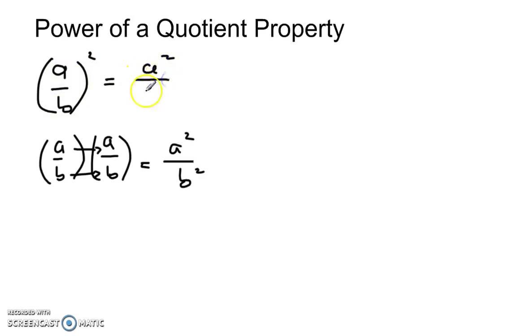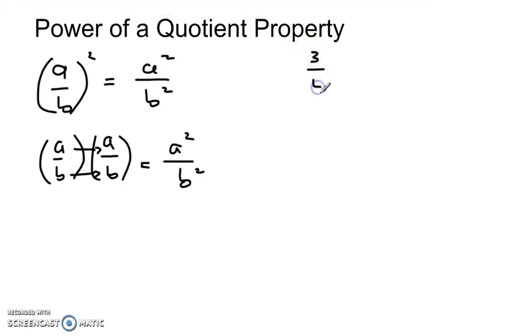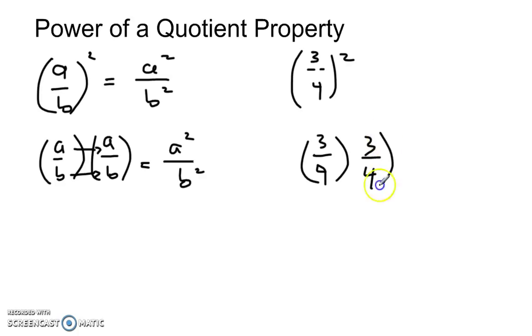So A squared over B squared. Or if you want to do that with numbers, like the example we did in class, 3/4 squared. That's 3/4 times 3/4, which is 3 times 3, which is 9, and 4 times 4 is 16. And we get that from 3 squared over 4 squared. That gives me 9 over 16.